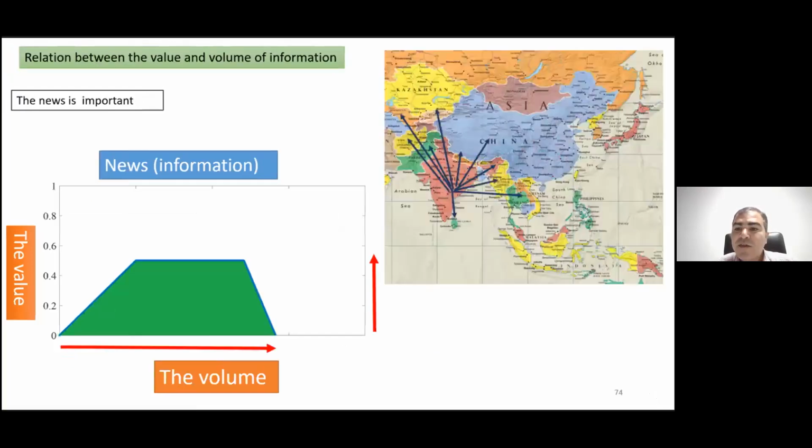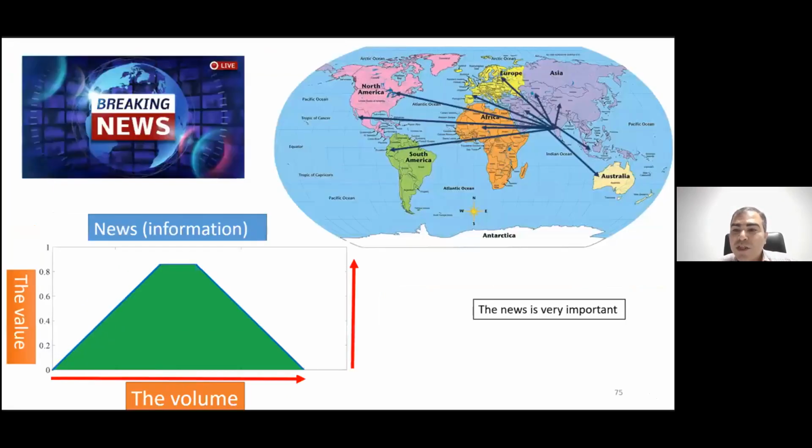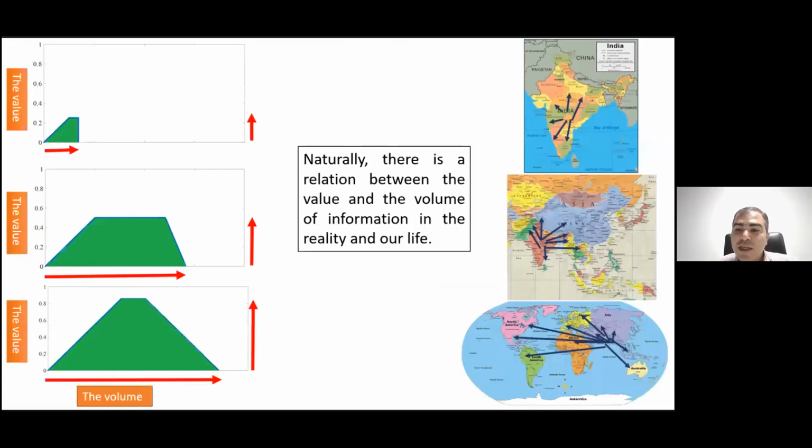In the case the value of news is high, the volume of news or information propagated by media increases, such that it may be reported by the media in some other countries. If the information included in the news is very important, then the volume of information and news propagated by media becomes very high. So naturally, as it happens in our daily life, there is a relation between the value and volume of information.